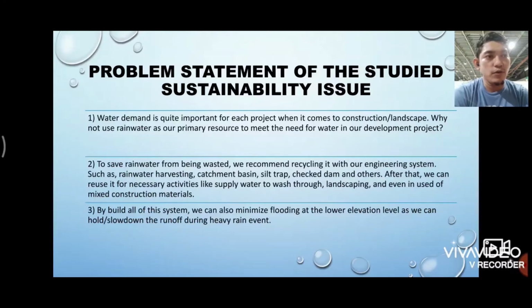As I mentioned before, this area is very flat and near Sungai Langat. So we can mitigate it by slowing down, or holding, the runoff from heavy rain.